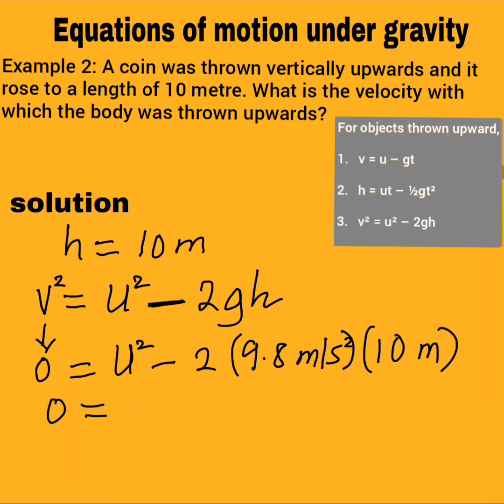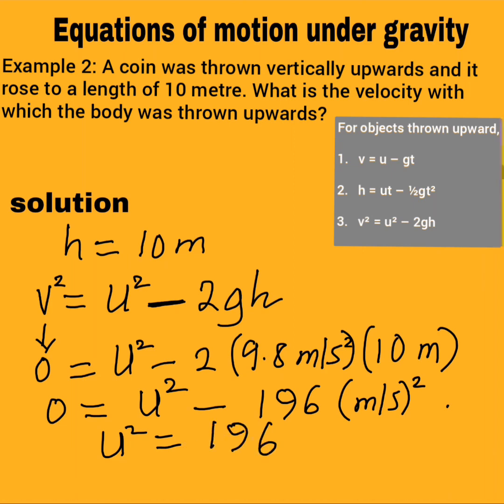Then 0 will be equal to u squared minus, if you do this with your calculator, you are going to get 196 meters per second all squared. This means u squared will be equal to 196. If you add 196 to both sides, then find the square root of both sides, your velocity, that is the velocity with which the body was thrown upwards, will be 14 meters per second.